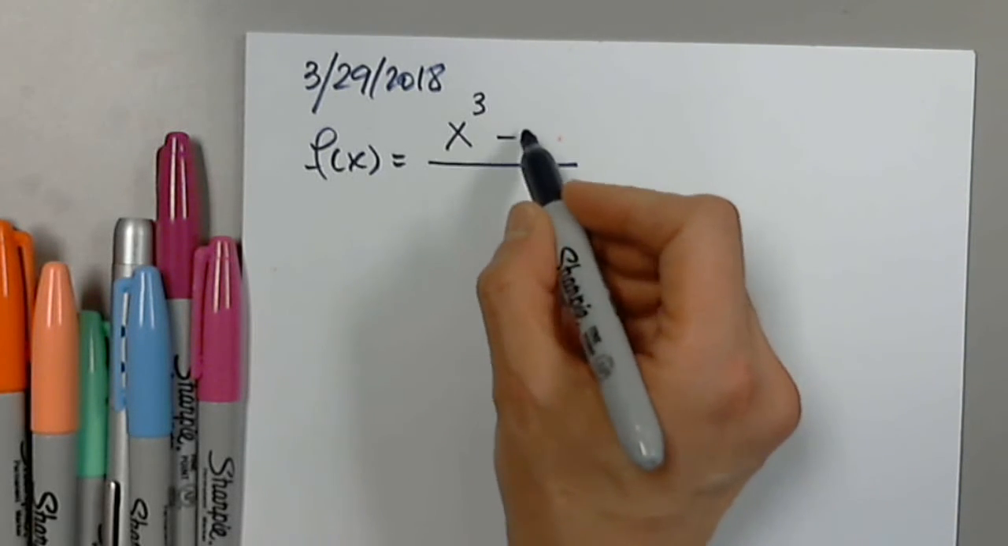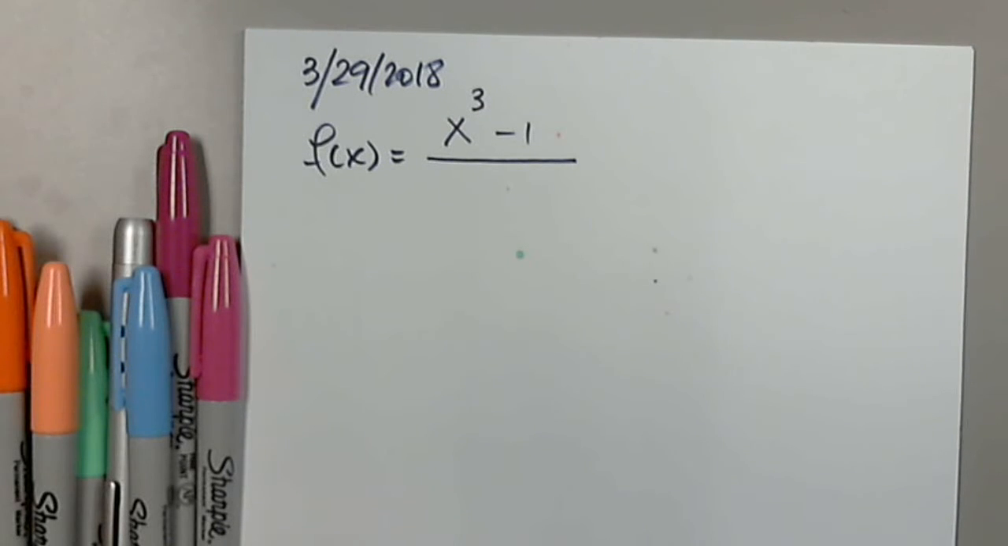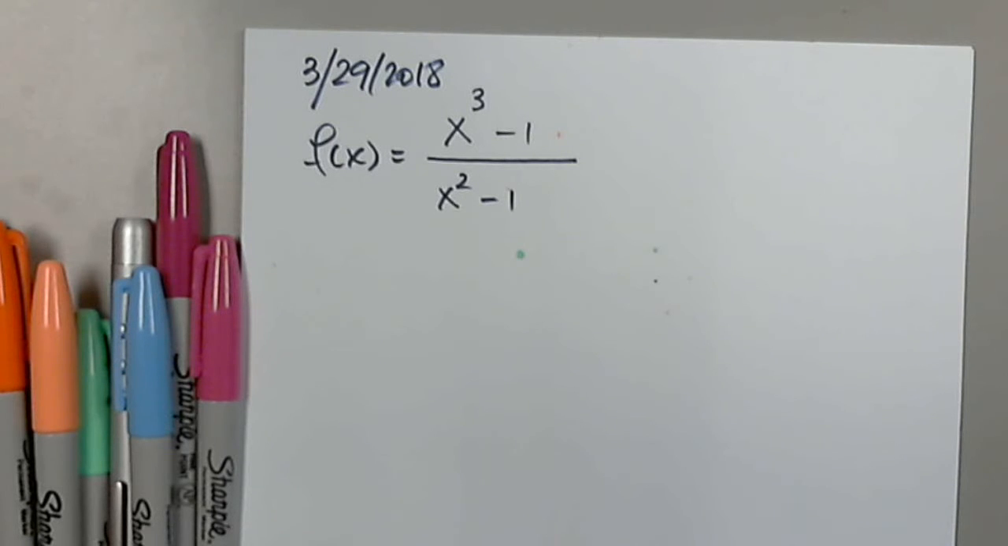Let's say x cubed minus 1 over x squared minus 1. First question, what type is it? Type 3. Do you trust me? I trust you. Thank you, but tell me, why is it type 3? Because the numerator has degree 1 more than the denominator. Awesome. That's the reason why. Not because you trust me, but because the degree of the top is 3, the degree of the bottom is 2, the difference is 1.